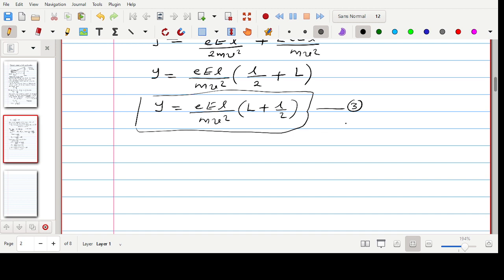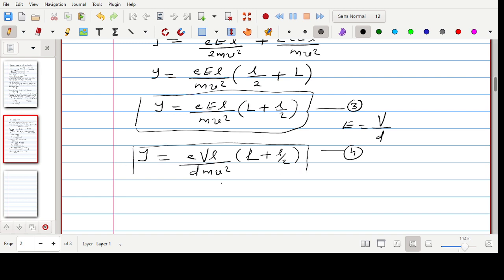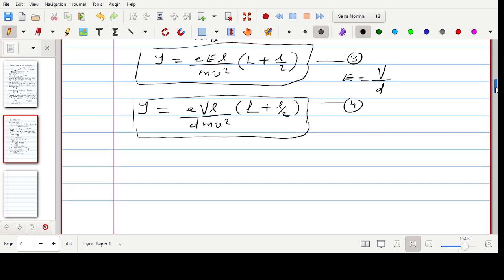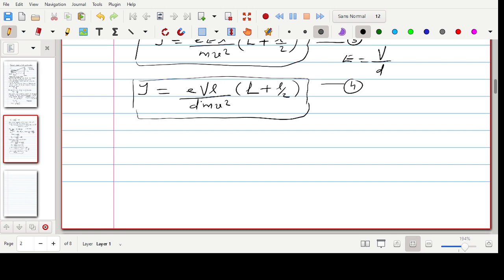Now, what is the value of electric field intensity E in terms of potential difference? It is V by D. So we can write Y as eVL by dmV square into (L plus L by 2). This is equation 4. Since instead of electric field, we know the value of potential difference V, using this equation we can calculate the shift, and calculate e by m, provided V is known. Since V is not known, we will take the case with the magnetic field.